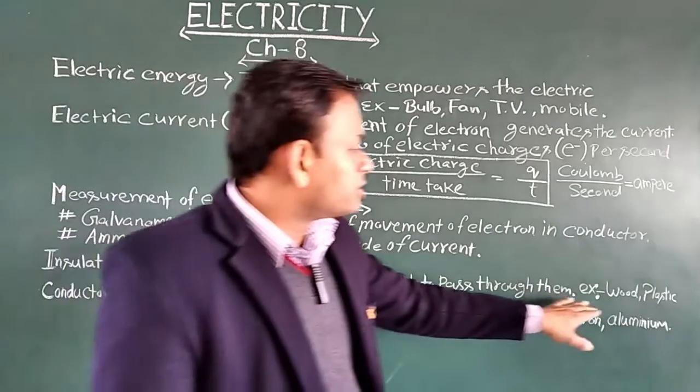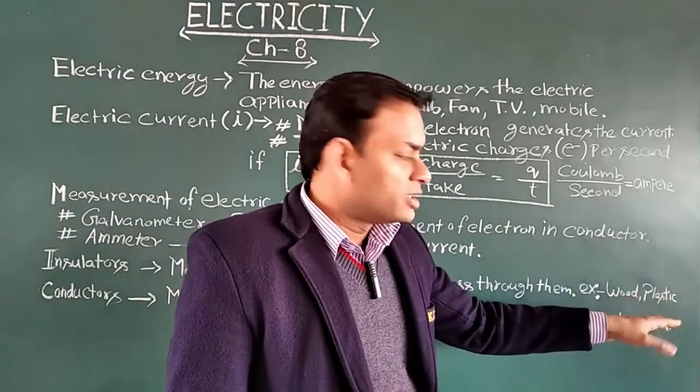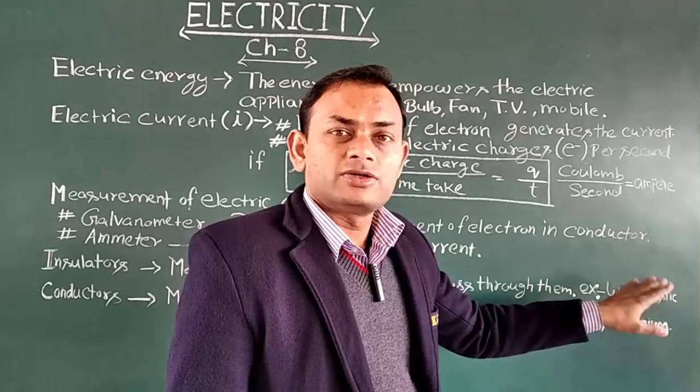Examples are wood, plastic and clothes. These are the materials in which current doesn't flow.